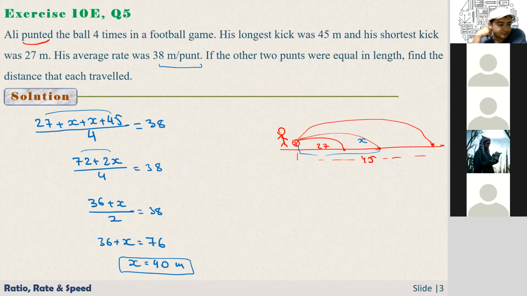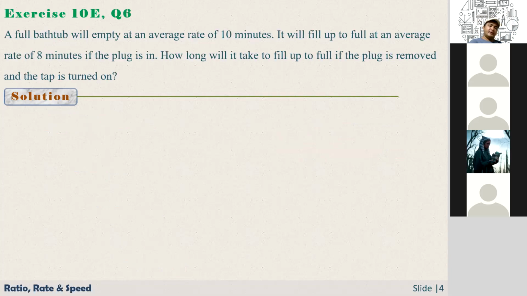Okay, ladies and gentlemen, any question? Or anything you want to say? Anything you want to share with me? No? Are you sure? Yes. All right.